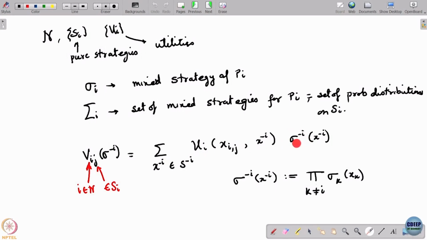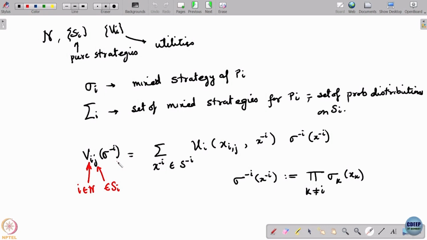No, with the sigma minus i probability. Sigma minus i is simply the product of the mixed strategy. It's the probability with which the others are playing their own pure strategies. Player k plays pure strategy xk with probability sigma k of xk. You take the product of that. That gives you the probability with which x minus i is going to be played, and you are fixing your own pure strategy at xij, and you are asking what is the payoff I am going to get from my jth pure strategy.